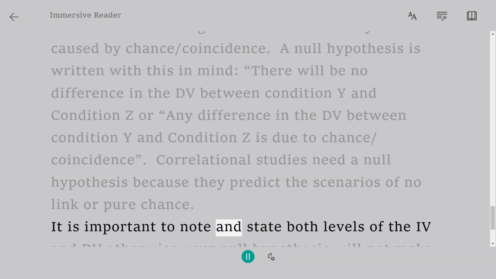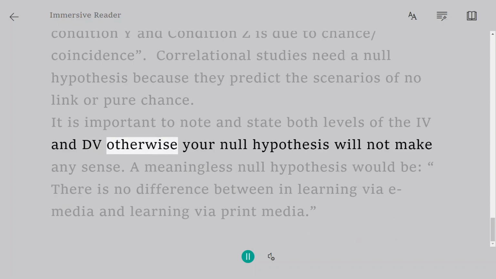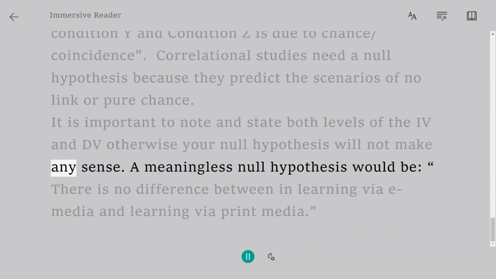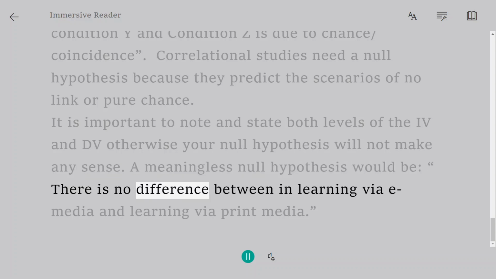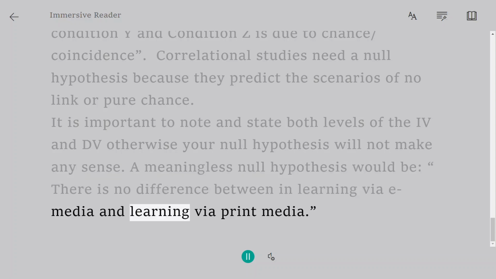It is important to note and state both levels of the IV and DV, otherwise your null hypothesis will not make any sense. A meaningless null hypothesis would be, there is no difference between learning via e-media and learning via print media.